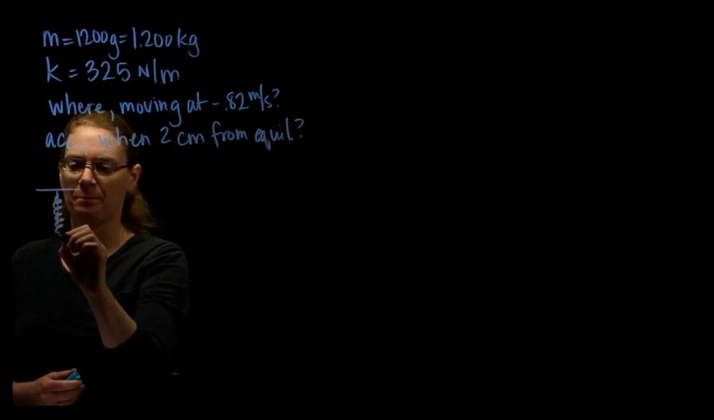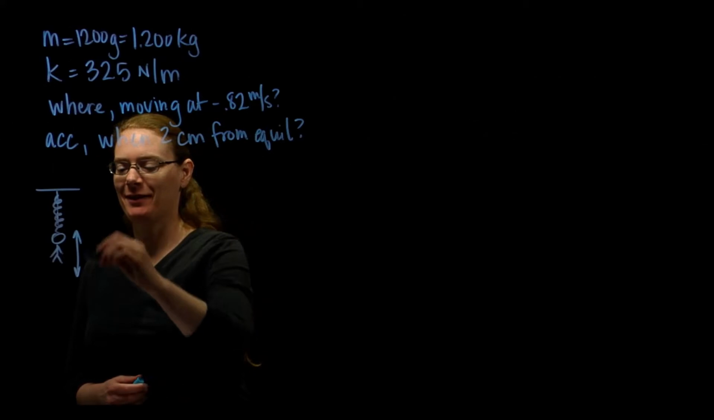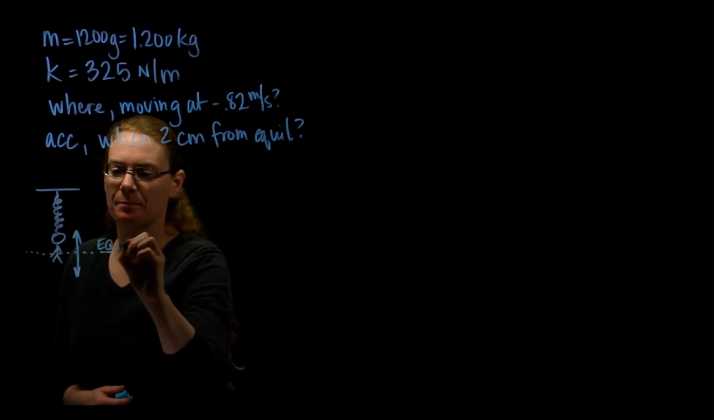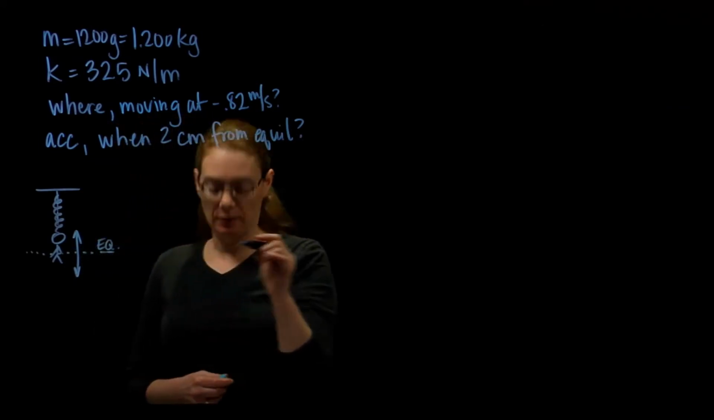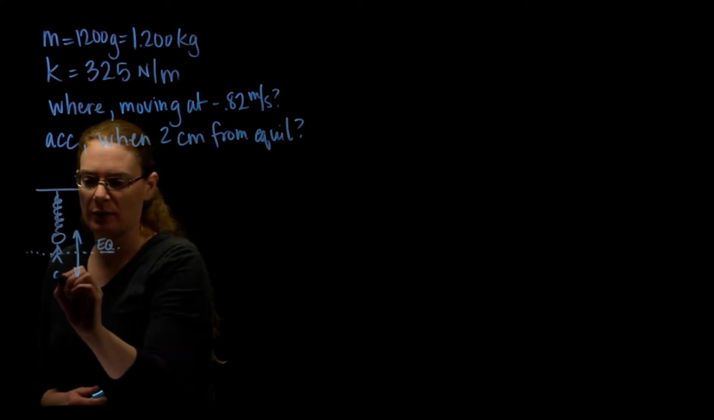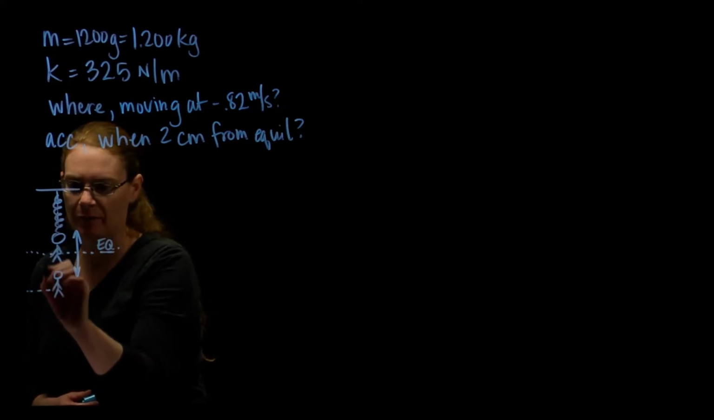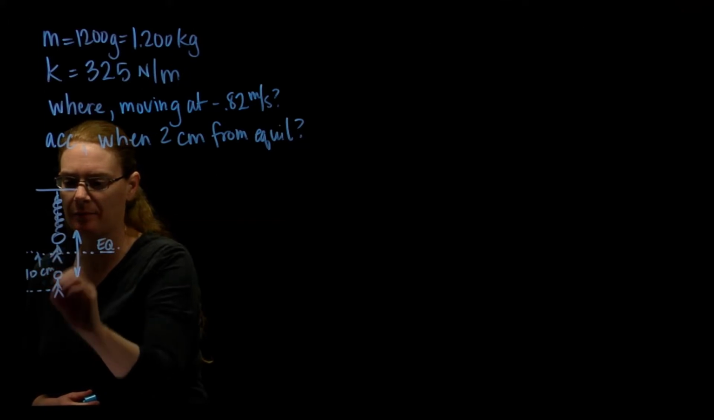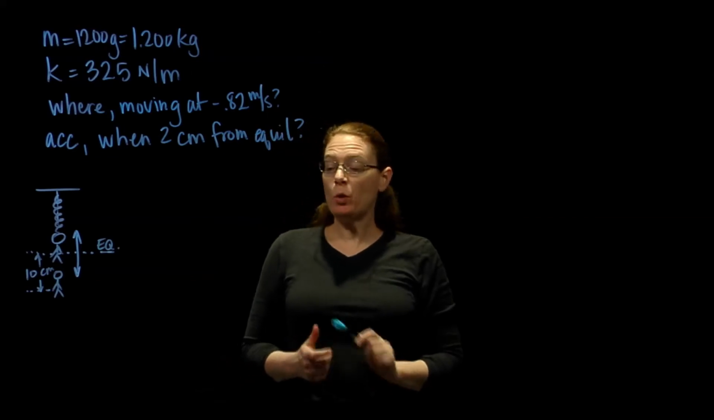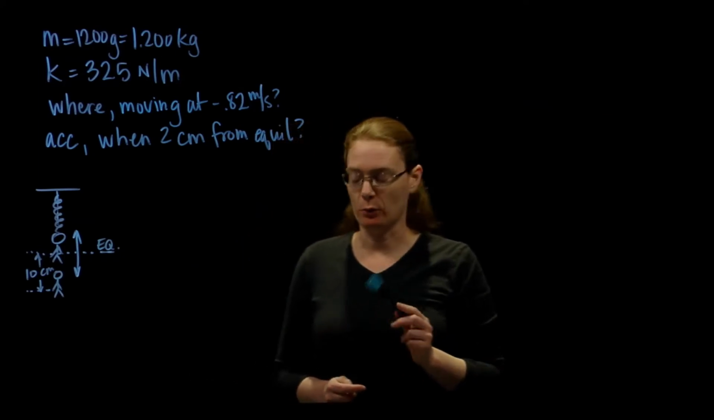So we've got our spring and then a doll. And it's going to be moving up and down in simple harmonic motion. I'm going to call that my equilibrium point. It's pulled down 10 centimeters from equilibrium and released. So I'm going to have it pulled down 10 centimeters from its middle, and then released. So bounce, bounce, bounce. We want to know where it is when it's moving at 0.82 meters per second, and what its acceleration is when it's 2 centimeters from equilibrium.